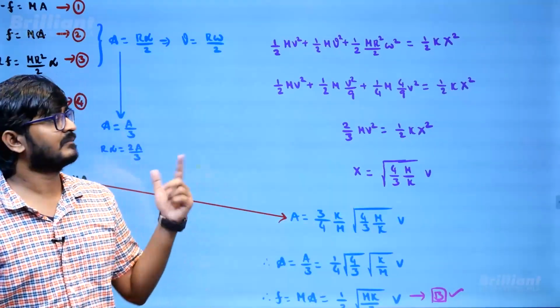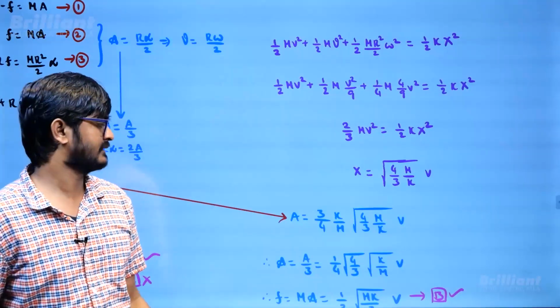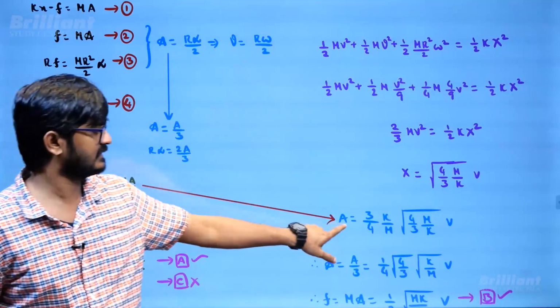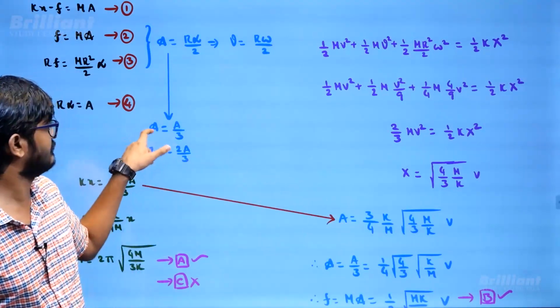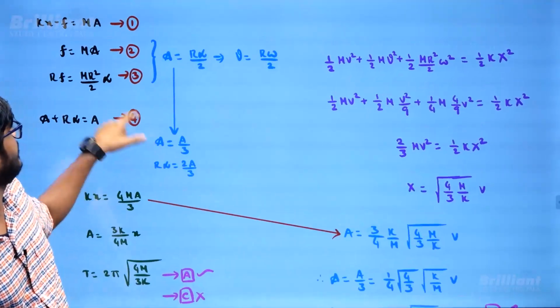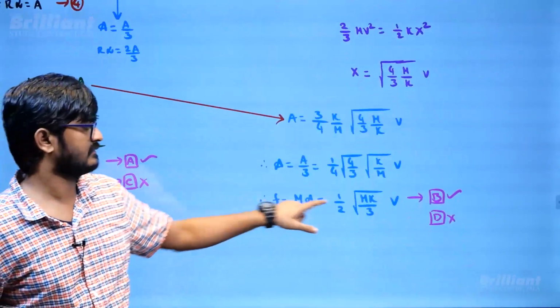Now at that amplitude, what is going to be the acceleration? At that amplitude, acceleration of the plank is going to be this much. If acceleration of the plank is this much, acceleration of the disc is going to be this much. If acceleration of the disc is this much, from there I can predict what is the friction, right?